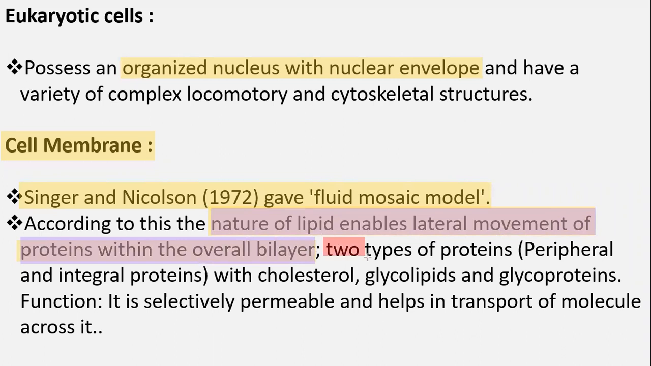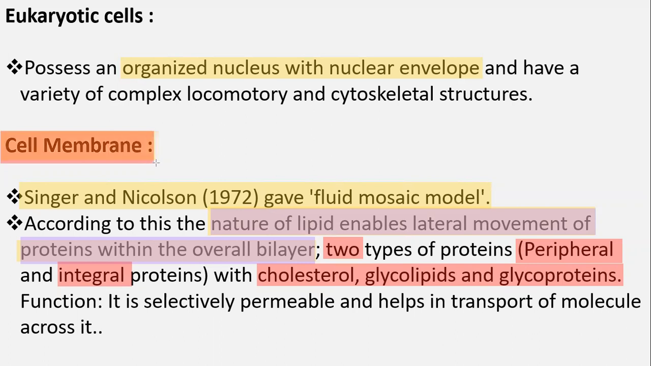There are two different types of protein. That is, the first one, peripheral protein. Second one is the integral protein. The cell membrane has cholesterol, glycolipids, glycoprotein. This is a previous year MCQ. Sometimes you will give the answer as cholesterol, but cholesterol is present in the human or eukaryotic cell membrane. Its function is selectively permeable, helps in the transport of molecules across it.